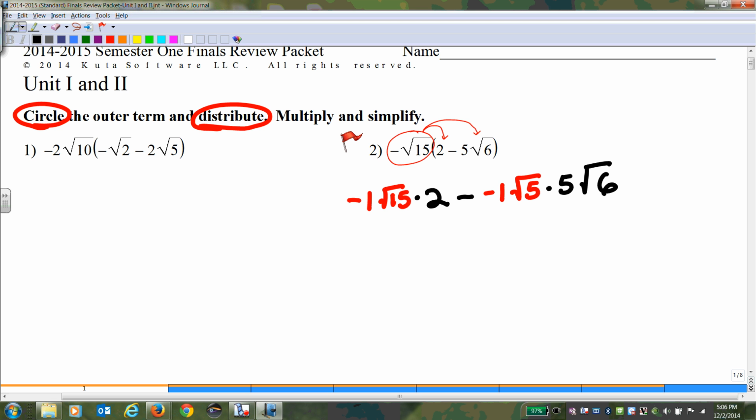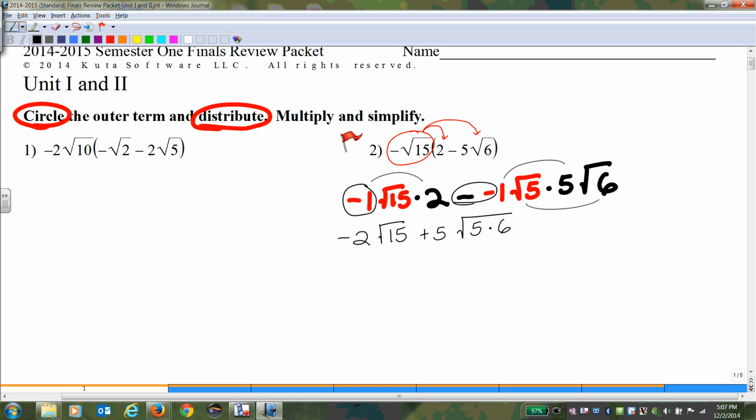Now we're going to multiply and simplify. So we come here, we're going to multiply outies to outies, innies to innies. So right here, that's negative 1 times 2. That's going to be negative 2 root 15. This double negative makes a positive. So that's 1 times 5, so that's positive 5, square root of 5 times 6.